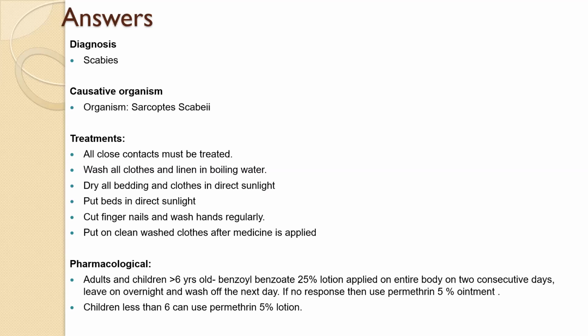You also want to put the actual beds in direct sunlight, as the parasites could have also gone into the mattress. And then you cut fingernails, wash your hands regularly, and put on clean clothes after medication is applied, so as to prevent reinfection and recurrence of the scabies. So in pharmacological treatment, for adults and children over 6, we're going to give benzoate, as Roland had highlighted. It's a 25% lotion, and you apply it on the entire body on 2 consecutive days. You leave it overnight and you wash it off the next day. If there's no response, then use permethrin 5% ointment. And in children less than 6, you can use permethrin 5% ointment.